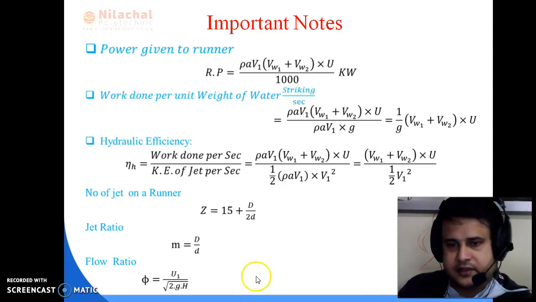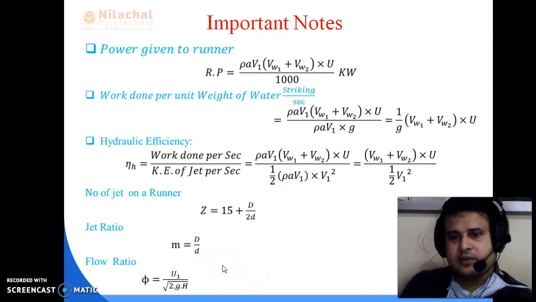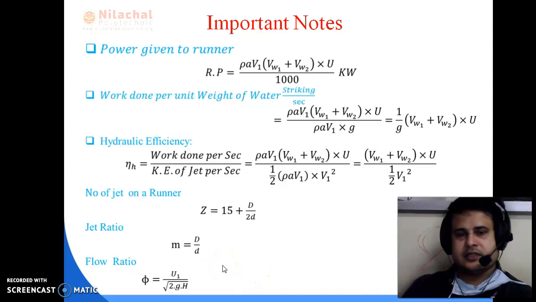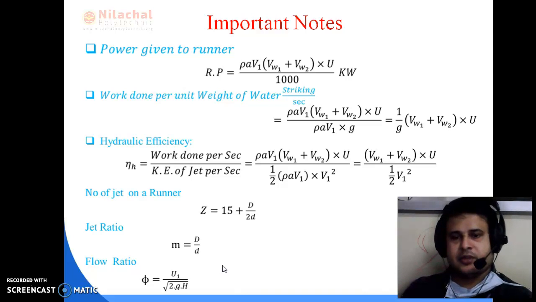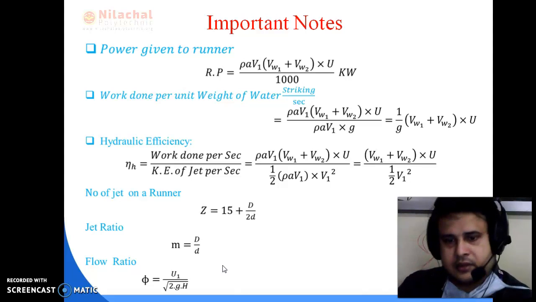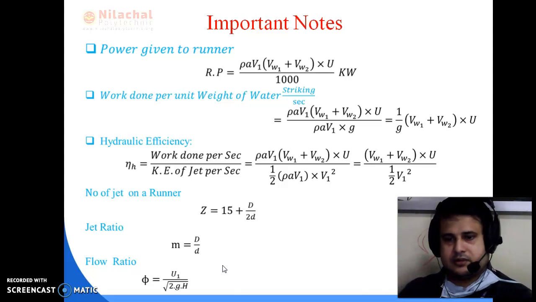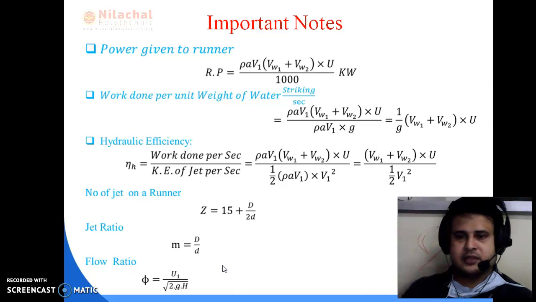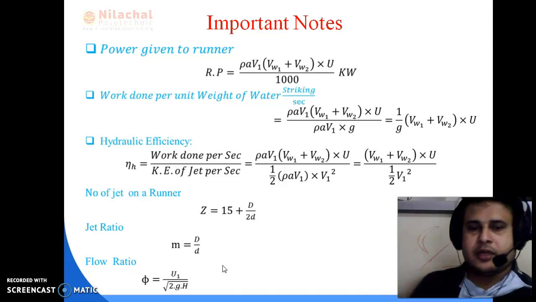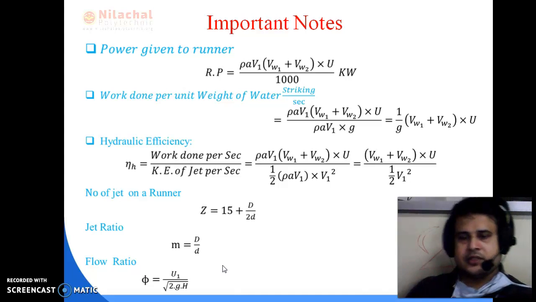Jet ratio is capital D by small d, where capital D is the mean diameter of bucket and d is the diameter of the nozzle. Another formula you have to remember is flow ratio. Flow ratio, phi, is equal to u1 divided by square root of 2gH.